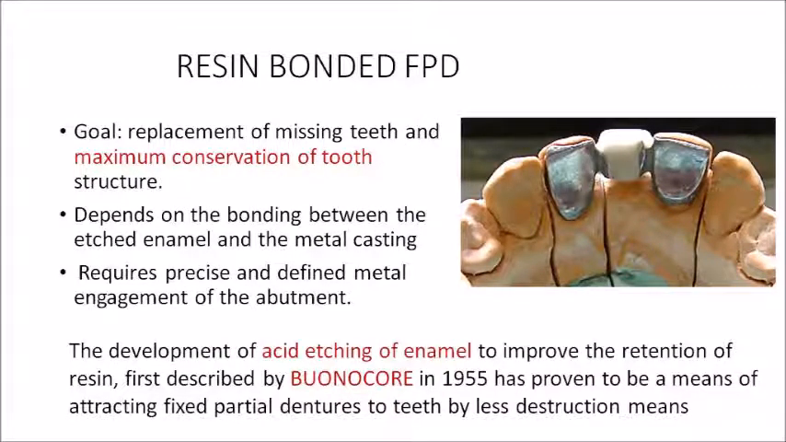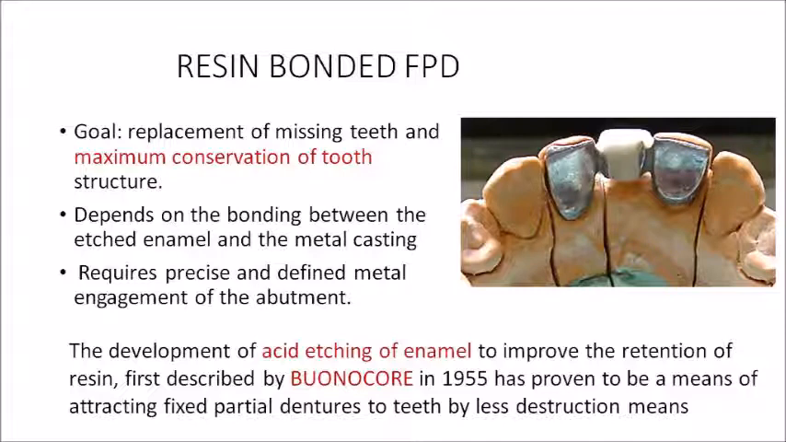Now we'll move on with the resin bonded FPD. As the name suggests, it is an FPD which is bonded with resin. From the picture you can see there are two wings which are attached to the lingual surface of the abutment teeth, and there is a pontic in between. The main goal of such a restoration is conservation of tooth structure. Since only one surface is involved, only one surface is prepared. All other tooth structure is preserved.